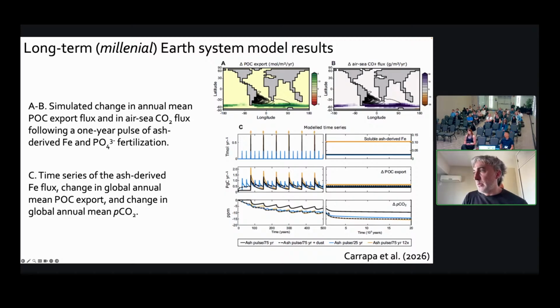And basically, what we see here is that the experiment where we have a more frequent input of ashes produces a higher reduction in atmospheric CO2 long term. And also the addition of dust also helps to raise the delta PCO2.